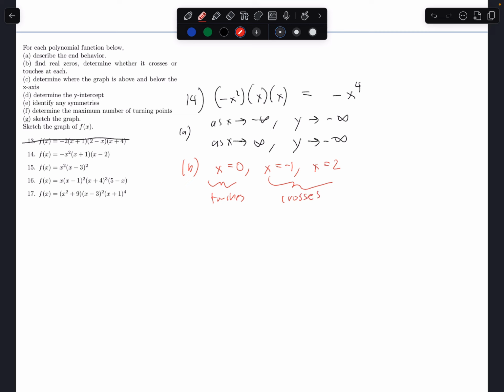Okay, letter C, so we're going to skip for now, right? And then letter D, y-intercept. Y-intercept, just plug in 0. It's going to be 0. Oh, okay, this makes it easy. Times 0 plus 1 times 0 minus 2. That's going to be 0 because you're multiplying by 0. So the y-intercept is (0, 0).